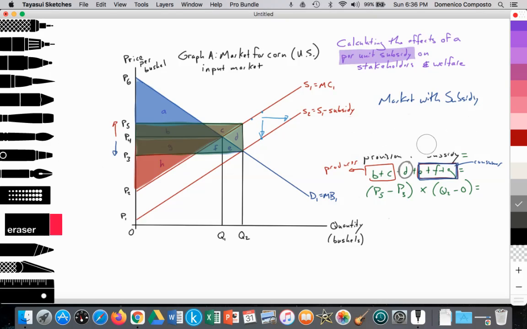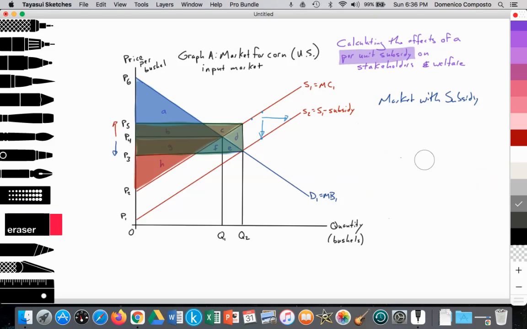So this would probably be one of the last things you'd be asked to calculate: what is the welfare loss? We want to remember that in this case, the subsidy has generated an overallocation of resources. We can see that at Q2, the marginal cost of production is greater than the marginal benefit, the marginal cost along the supply curve being greater than the demand.